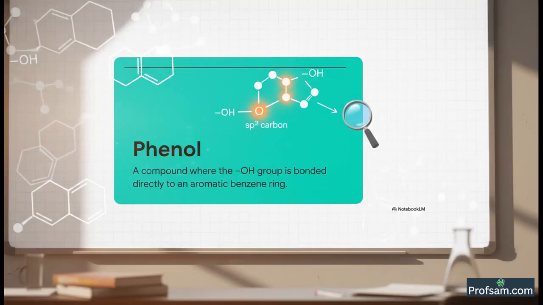Now, let's look at phenol. And here is the big difference. In a phenol, the OH group is attached directly to a carbon atom that is part of a very special, very stable structure, you know it, the aromatic benzene ring. And the carbons in this ring are sp2 hybridized. They have those double bonds. So you see, it's not just any carbon. It's a carbon that's part of this exclusive club, the aromatic ring. This direct connection is the key to everything.